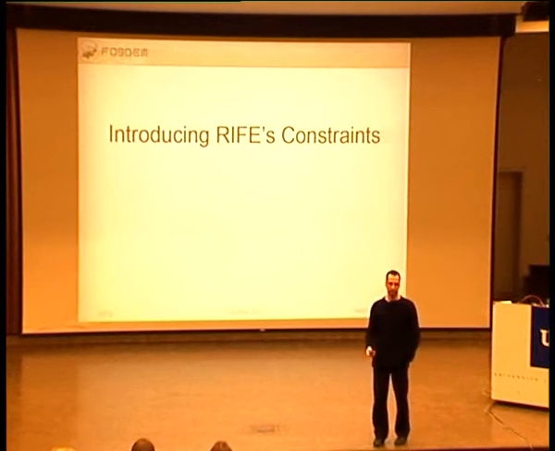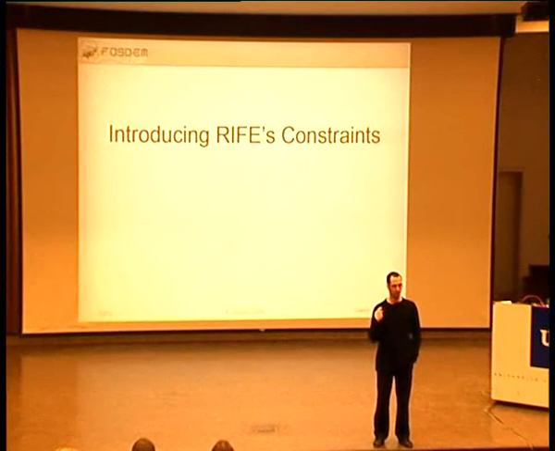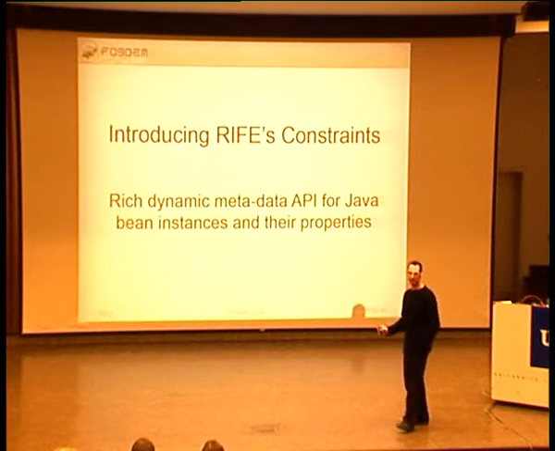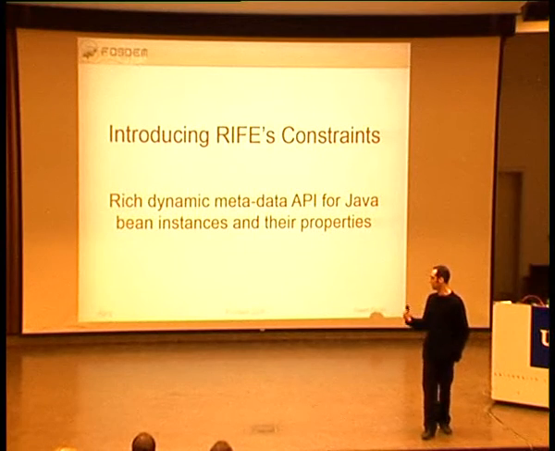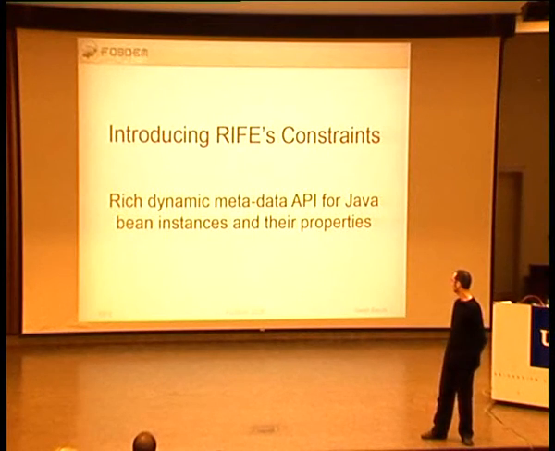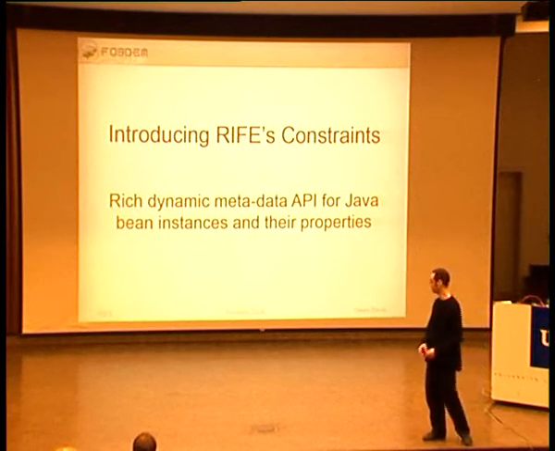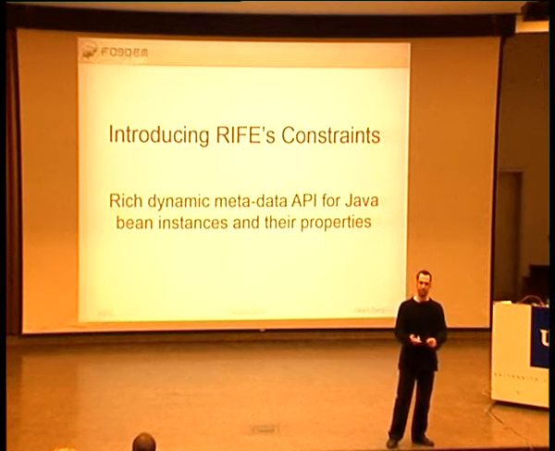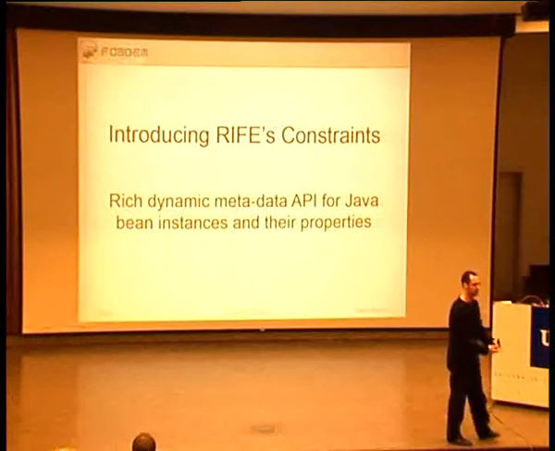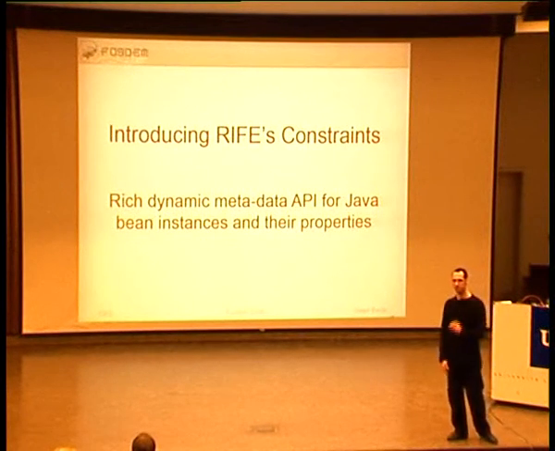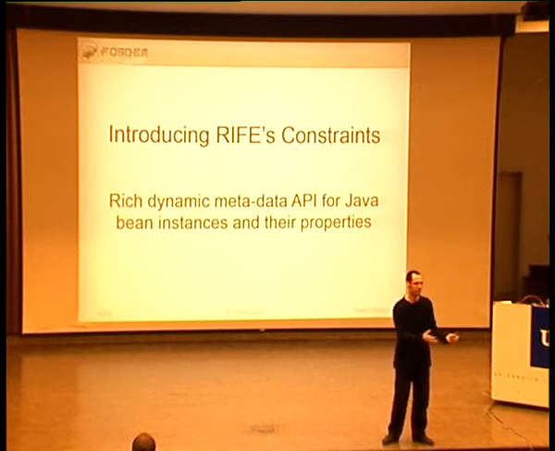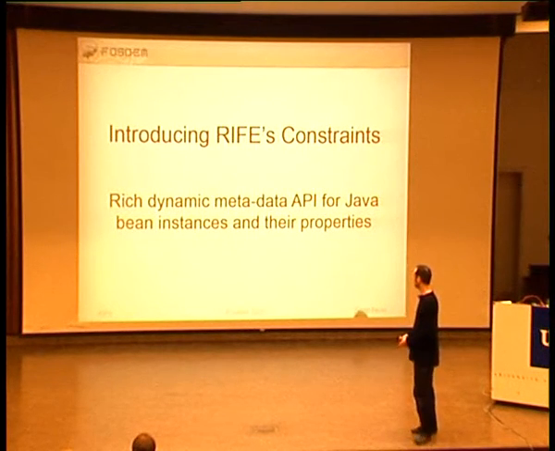And Rife does metaprogramming with something that we call constraints. What are constraints? They are a rich dynamic metadata API for Java bean instances and their properties. So that's again a mouthful. It's rich because it handles images, XHTML for you. It does transformation of all these things. You can plug in anything you like. It's rich. It's not just texts and integers and stuff like that.